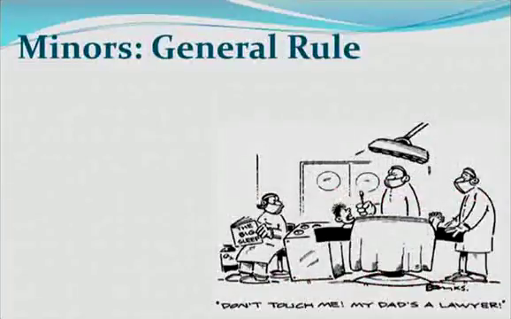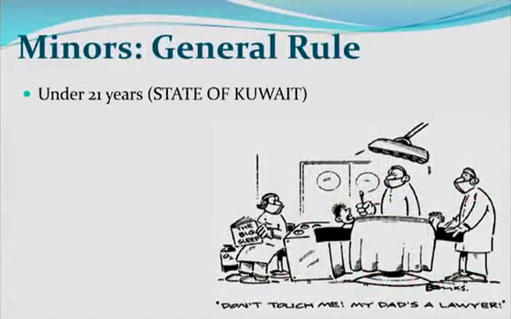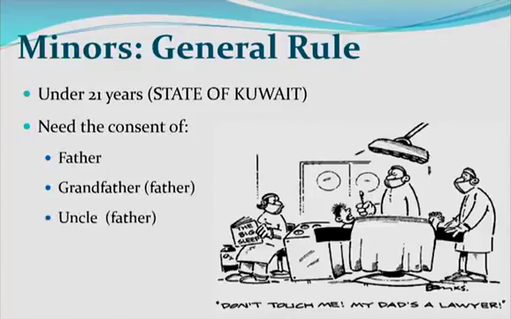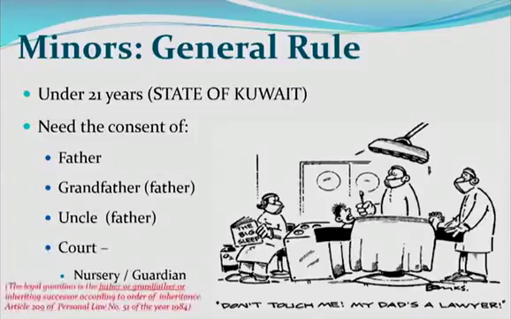Now let's talk about the minors. So we said if he's under 21 years old, who will consent for him? His father. If the father is not available, then we'd go for the grandfather from the father's side. If the grandfather is not available, we'll go for the uncle from the father's side. If all are not available, then we need an authorization from the court. And this is according to Article 209, Personal Law number 51 of the Kuwaiti Law 1984.